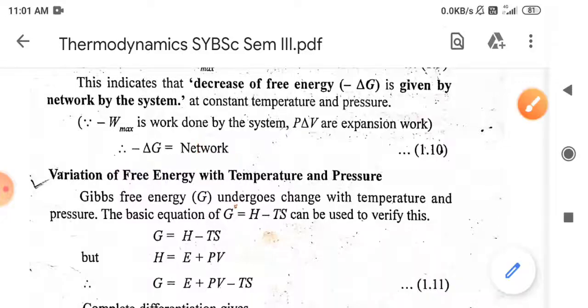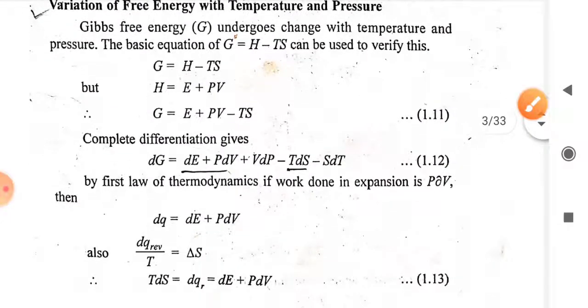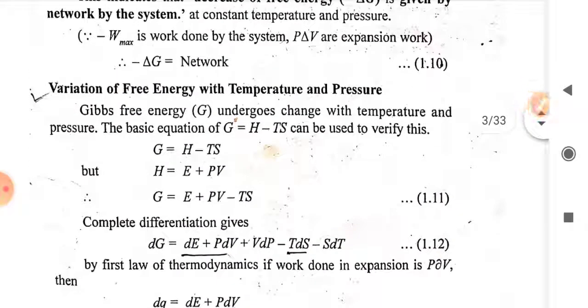Now next we need to see the relation or the variation of the free energy with temperature and pressure. We can see that in the next lecture.